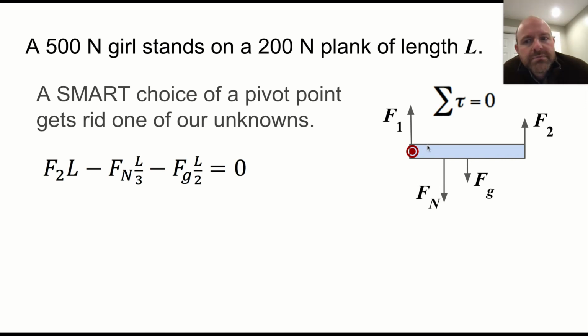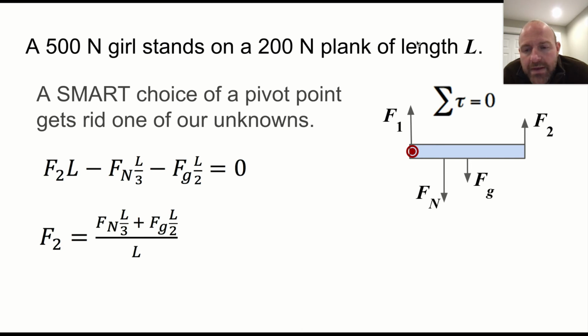Now, why is the force F2 providing a positive torque and Fn and Fg providing negative torques? Well, that's our convention: a torque that would cause something to move counterclockwise, with your thumb pointing out at you, is a positive torque. And things that would cause it to go clockwise would be negative torques. Then we can solve for F2.